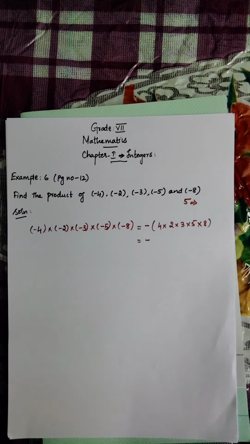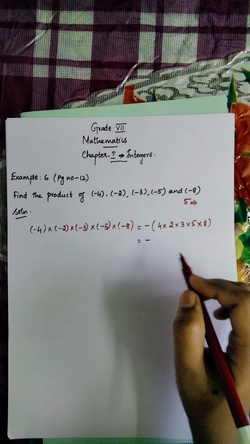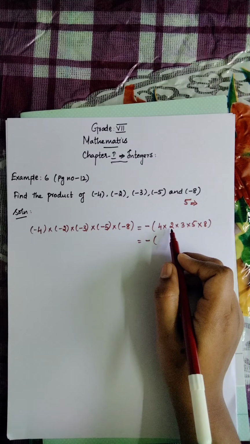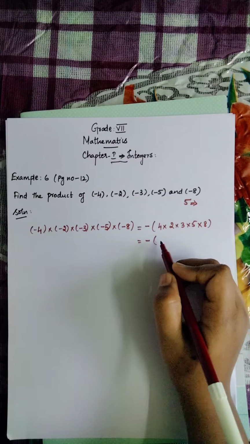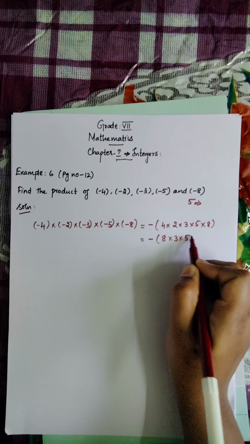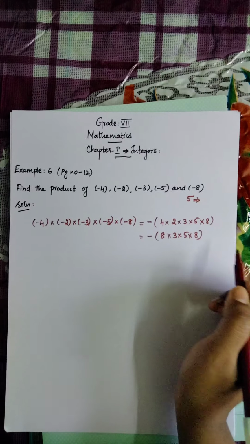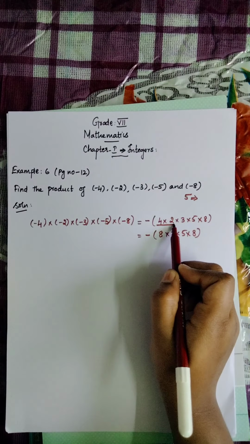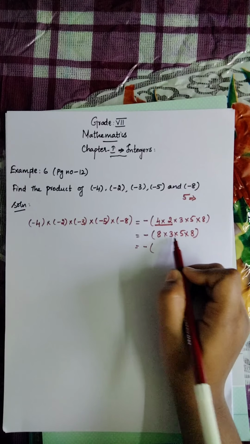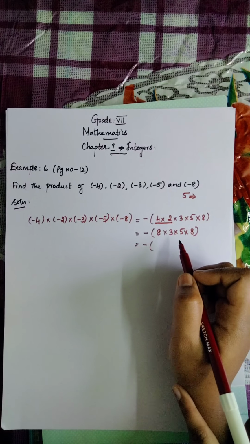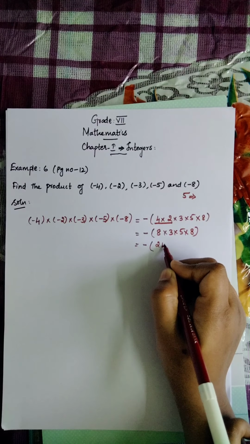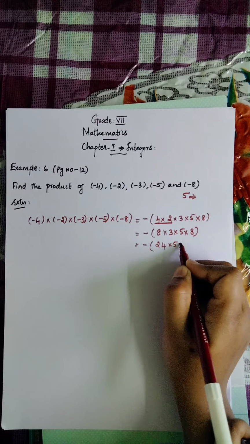Next we are going to multiply all the numbers. First multiply these two numbers. What is 4 into 2? 4 2s are 8. So 8 into 3 into 5 into 8. Multiply one by one. First I have multiplied the first two numbers and put 8 here. Next, 8 3s are 24. 24 into 5 into 8.